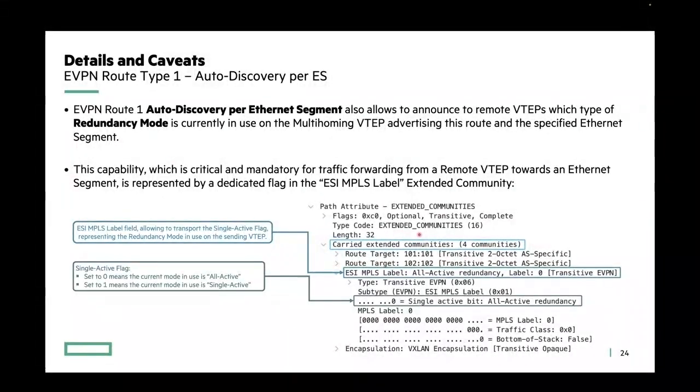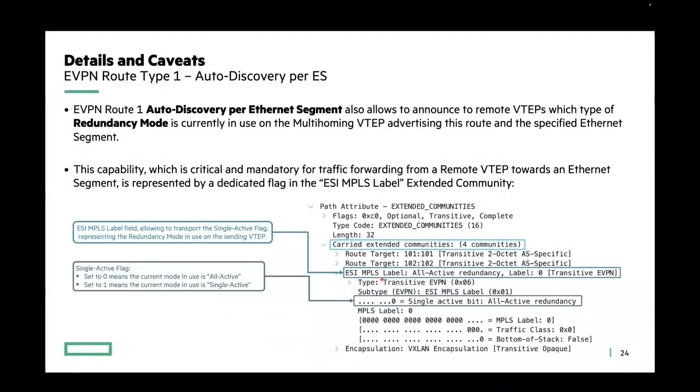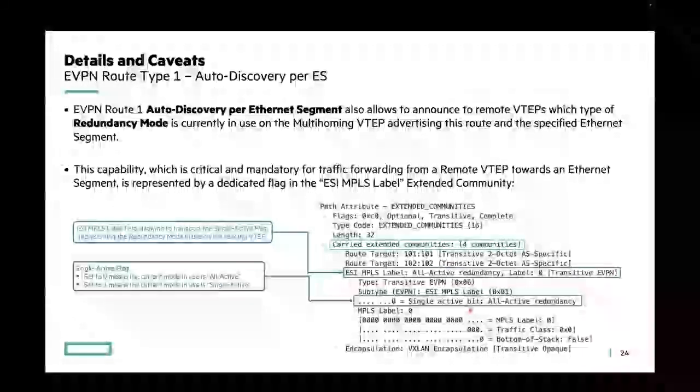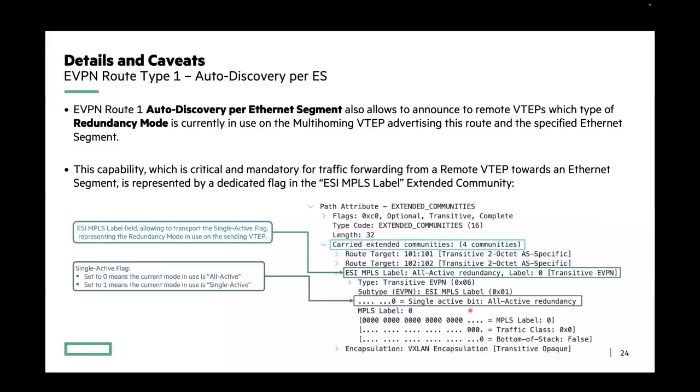We can see here in this capture that it relies on the ESI MPLS label to advertise the redundancy mode currently in use on the Ethernet segment. Here we can see the flag single active, which is set to 0. When it is set to 0, it means that the redundancy mode currently in use is all active. In case it would have been set to 1, the single active mode would have been used.